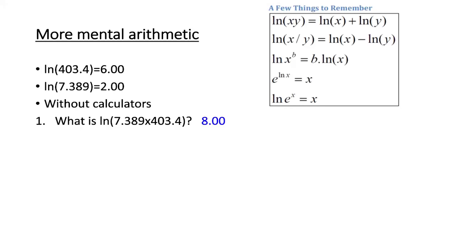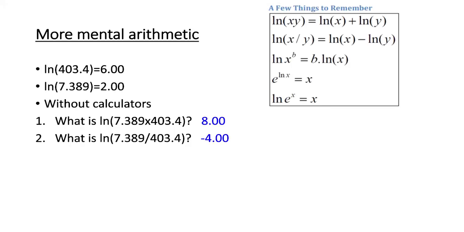So let's work through these ones here. The log of 7.389 times 403.4, well, that's just the same as log of 7.389 plus the log of 403.4, so that's just 2 plus 6, so that gives us 8.